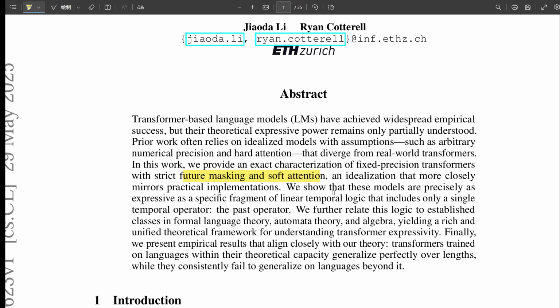Okay, so the central result, the real innovation here, is that they establish an exact equivalence. They argue that these fixed precision transformers are exactly as expressive as something called LTL[◇⁻]. LTL[◇⁻]. Okay, you've got to unpack that alphabet soup for us. Linear temporal logic, right? But what's the catch? What does that mean in plain English?